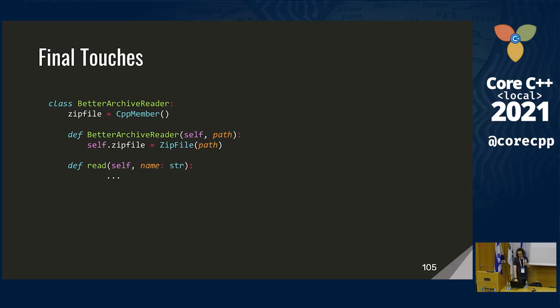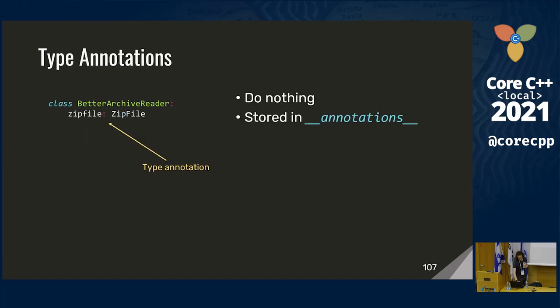Okay. One final touch. One thing that's still too explicit here for my taste is the C++ member object. We actually create it explicitly and write something that does not look like Python in the code. But again, Python has a solution for that. Python has what's called type annotations. You cannot strictly define a variable to have a specific type, but you can assign a type to it. It does absolutely nothing at runtime, but it is stored in specific variables, specifically for a class. All the member annotations are stored in an annotations member variable.